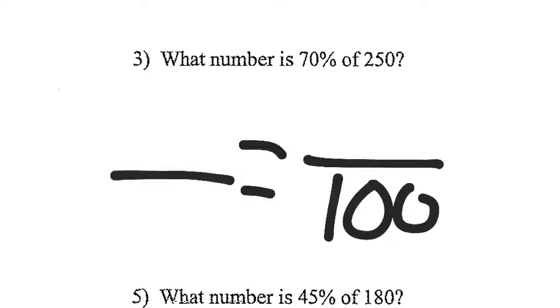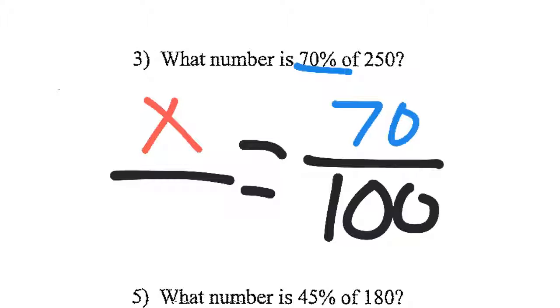On number 3, it says what number is 70%. So what number is my question. This is the thing that I'm looking for. That 70% is going to go over the 100. And then of 250, that's going to go down here on the bottom because that is my whole.